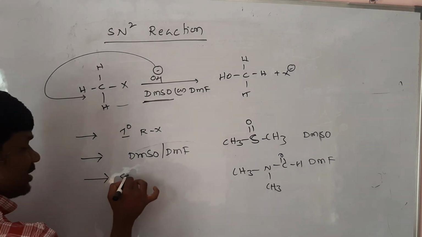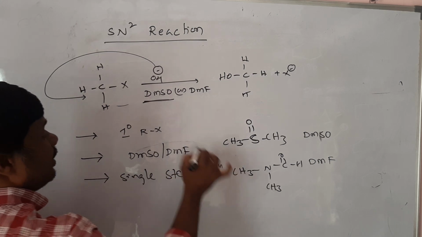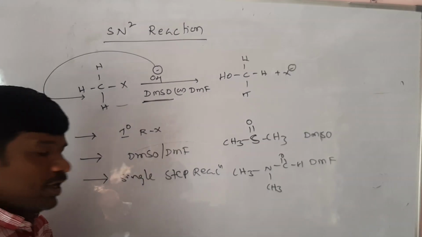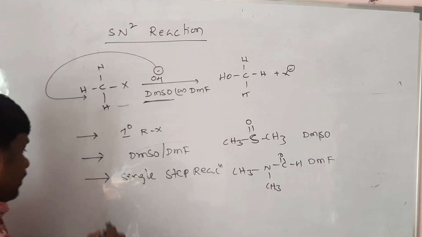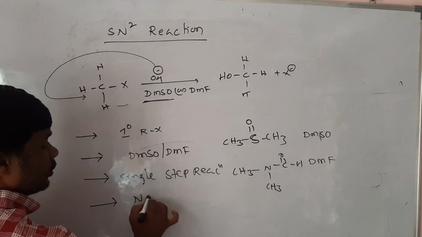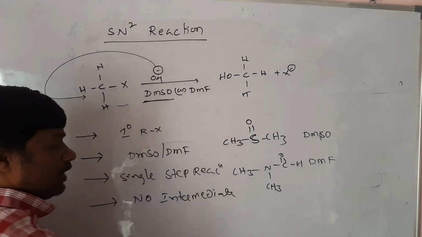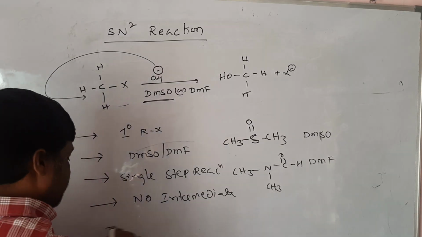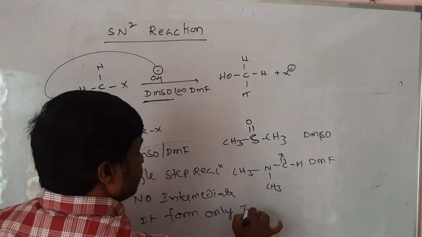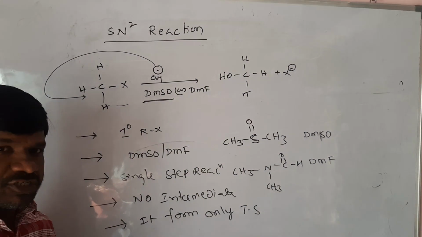It is a single step reaction. The previous one, SN1, is a two step reaction, but here it is a single step reaction. Another point is that it does not form any intermediate. It forms only a transition state. It does not form any intermediate, only a transition state.